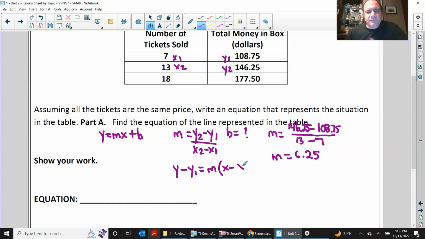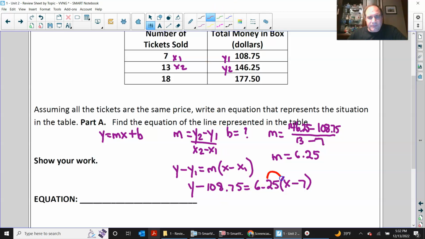We have a point and the slope. So since we have the slope and a point, we're going to use the y1 that I labeled as 108.75 equals, the m is 625 times x minus x1. x1 is 7. So let's go ahead and do some math here. We're going to do distributive property. And we're going to have y minus 108.75 equals 625x.